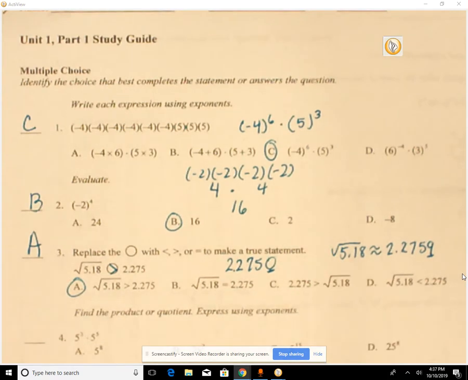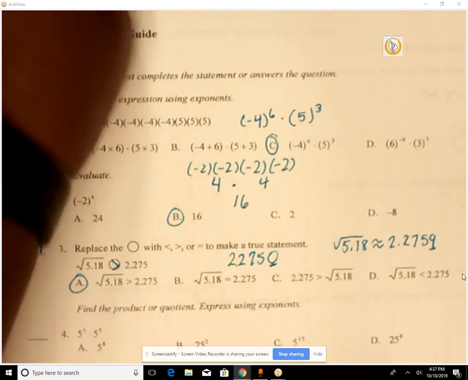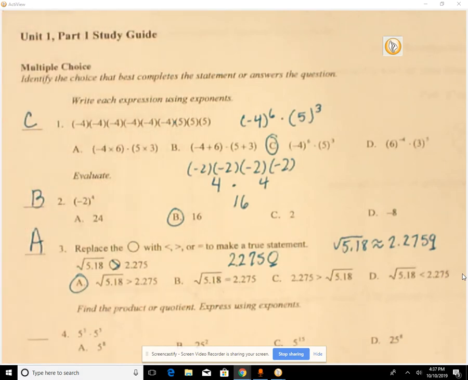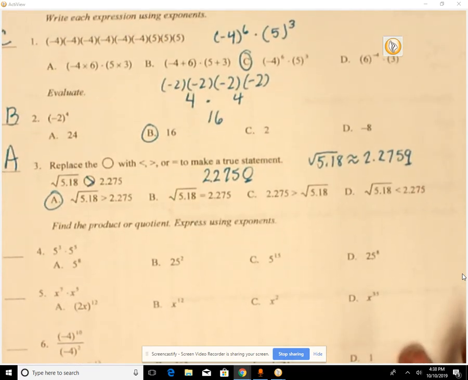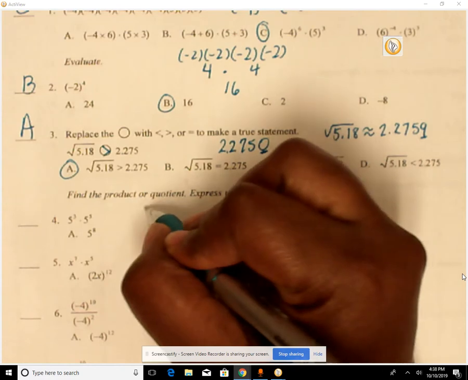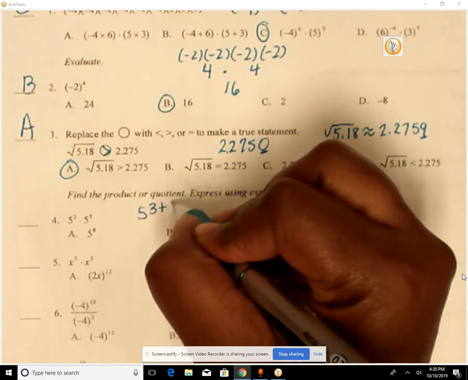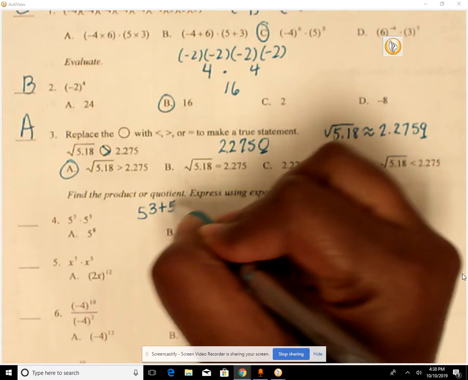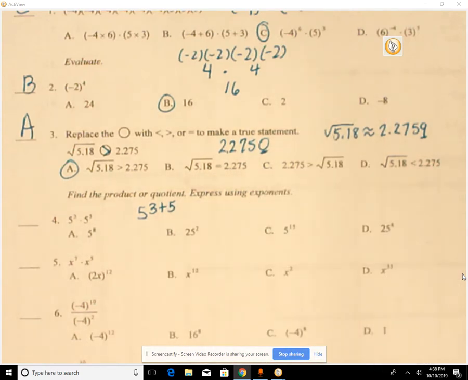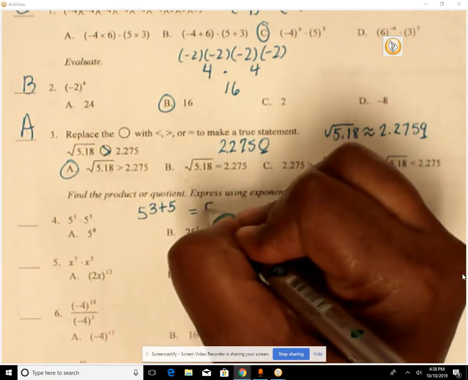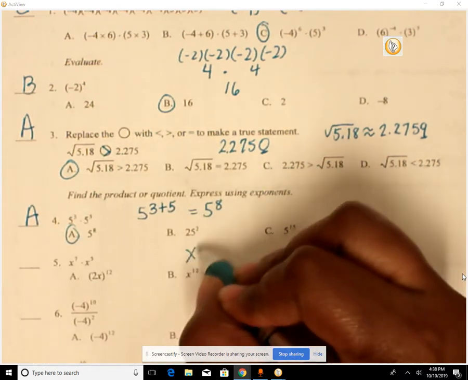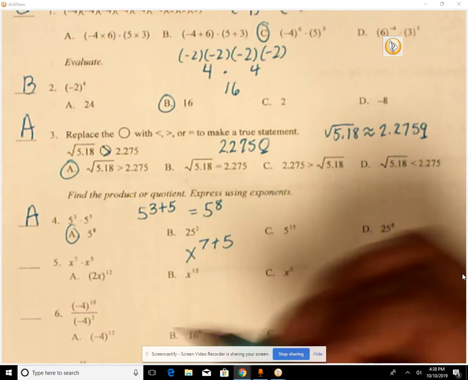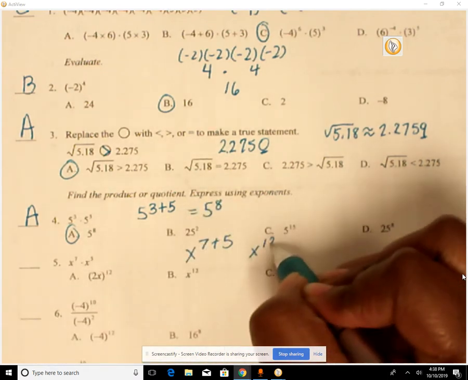All right, so we're going to find the product or a quotient and express using exponents. What that means is that we're going to use our product of a power rule, which says when the bases are the same, we add the exponents. So I know I can add 3 plus 5, which is 8. 5 to the 8th power. So that is A. Same with x. X is the base. 7 plus 5 is 12. So it becomes x to the 12th power.